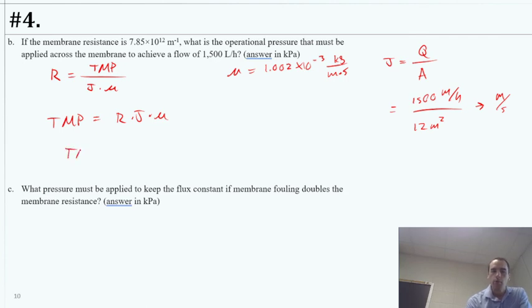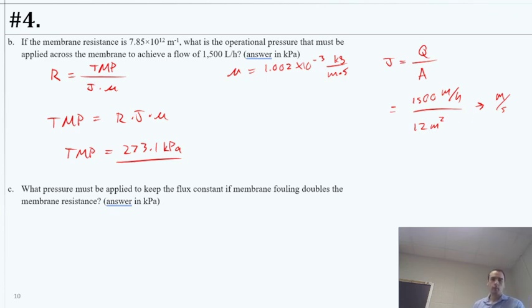But when we solve, put it all together, this transmembrane pressure should be 273.1 kilopascals as our answer. That makes sense? Issues? Okay.